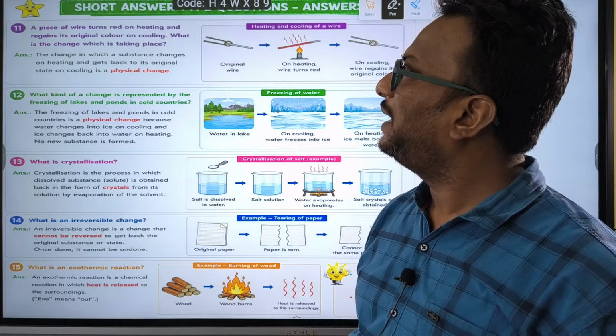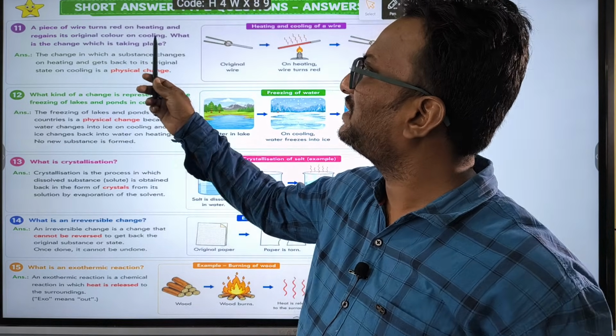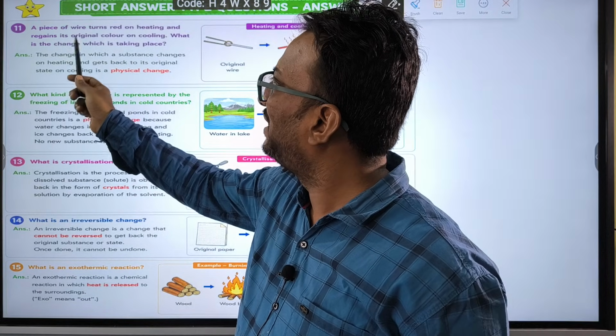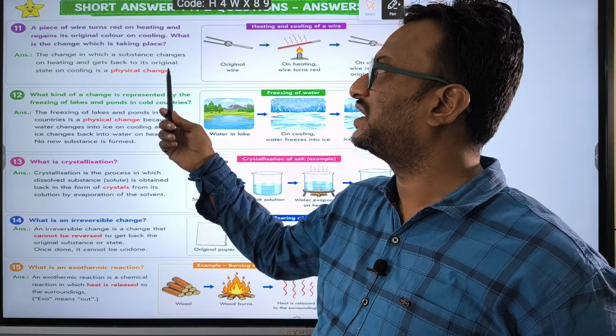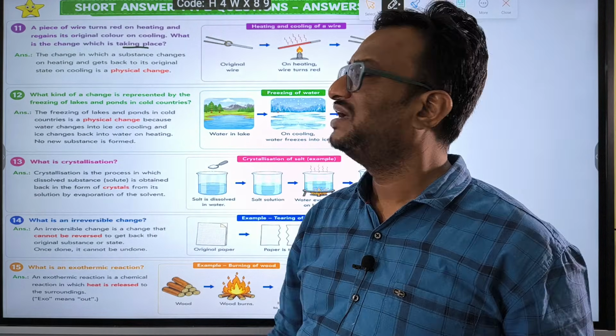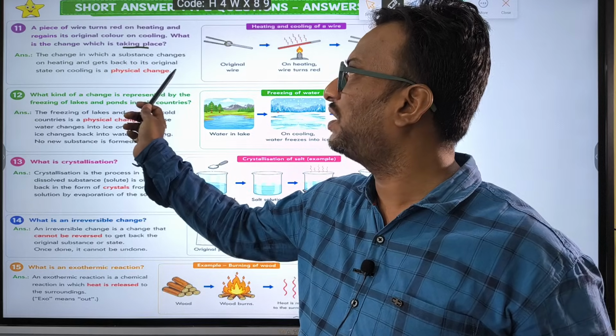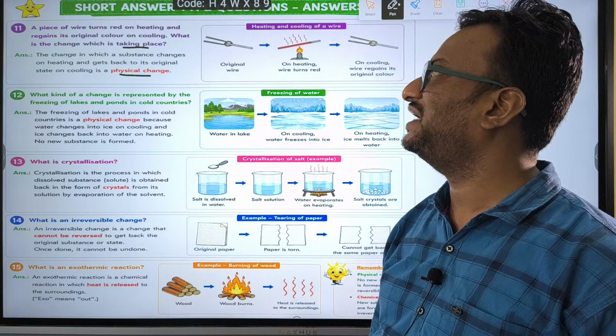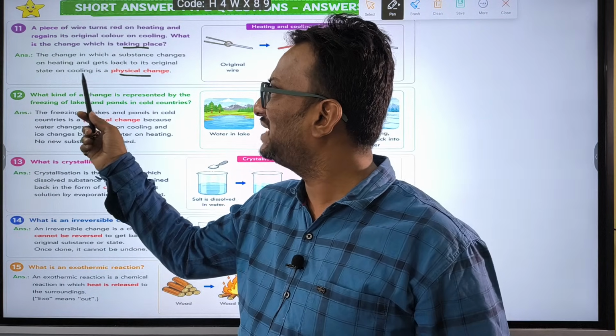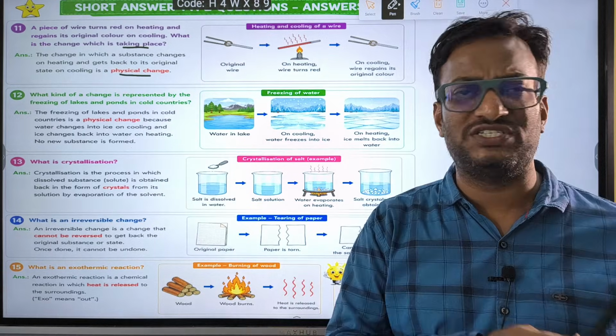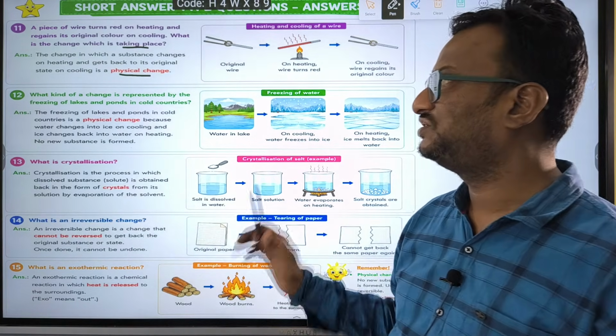Next one. A piece of wire turns red on heating and regains its original color on cooling. What is the change which takes place? When it regains its original state, it is called a physical change. The change in which a substance changes on heating and gets back to the original is called a physical change.